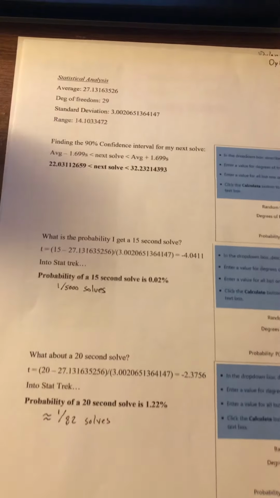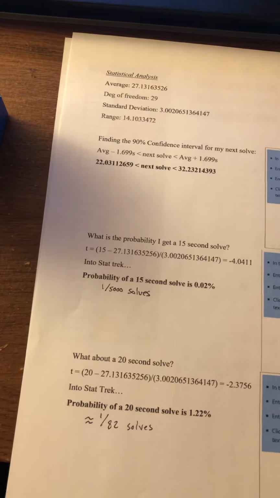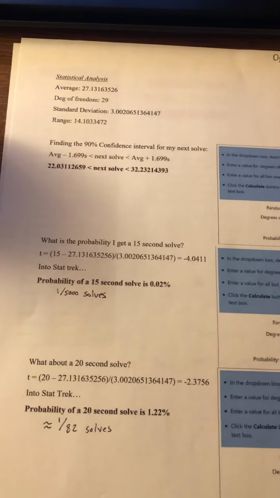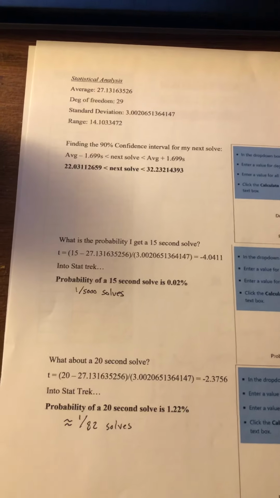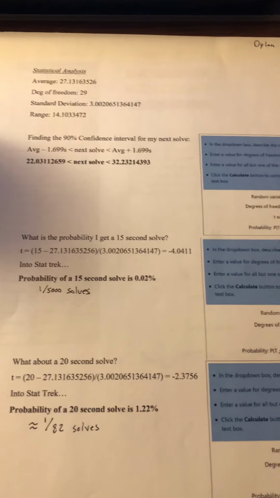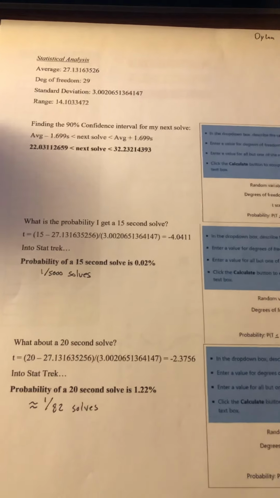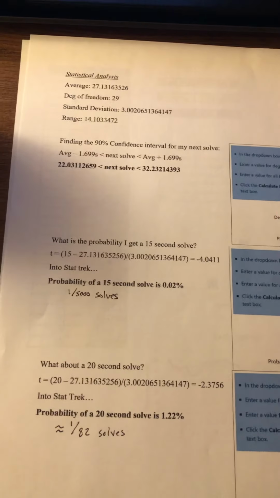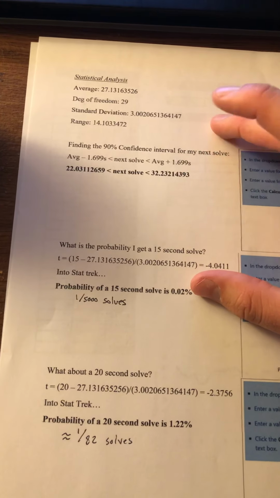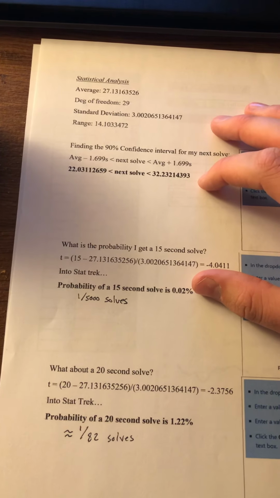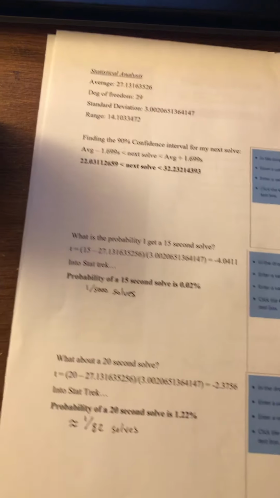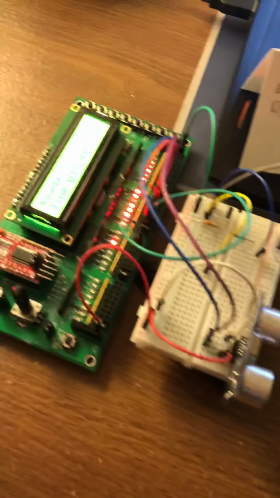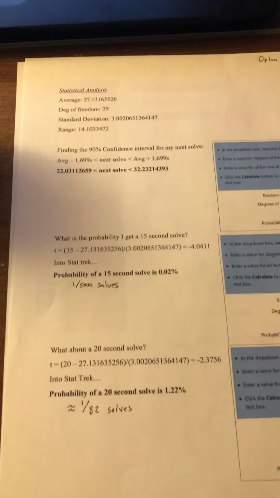Over here I used a t-test to determine my 90% confidence interval for my next solve. I wanted to be able to answer the question, how consistent are you at solving your Rubik's Cube? Now I can say with 90% confidence that my next solve will be between 22 and 32.23 seconds. Unfortunately, I can only be 90% confident that I'd be within that range, not 100% confident like I would want to be.